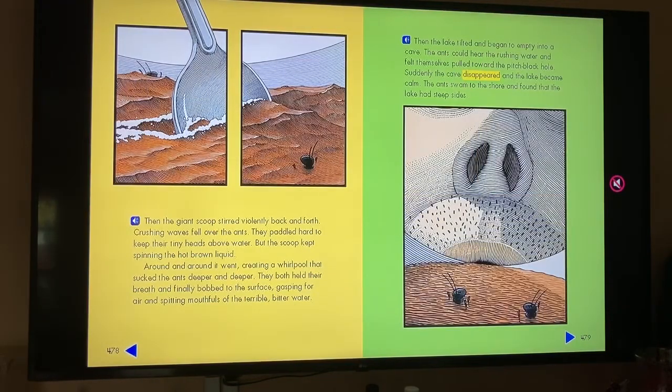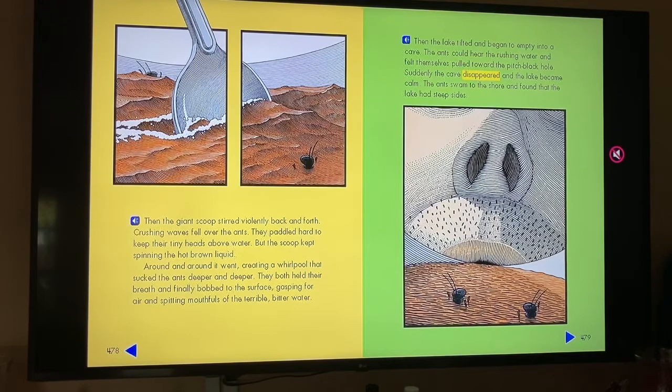Then the giant scoop stirred violently back and forth, crushing waves fell over the ants. They paddled hard to keep their tiny heads above water, but the scoop kept spinning the hot brown liquid. Around and around it went, creating a whirlpool that sucked the ants deeper and deeper. They both held their breath and finally bobbed to the surface, gasping for air and spitting mouthfuls of the terrible bitter water. Then the lake tilted and began to empty into a cave.